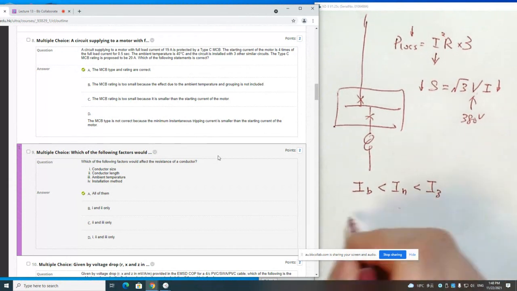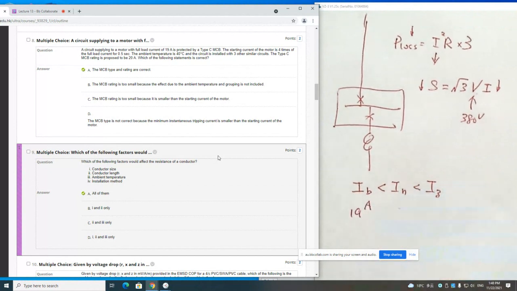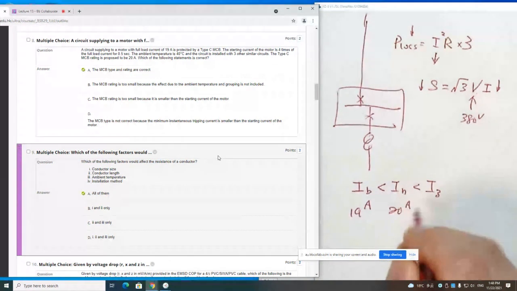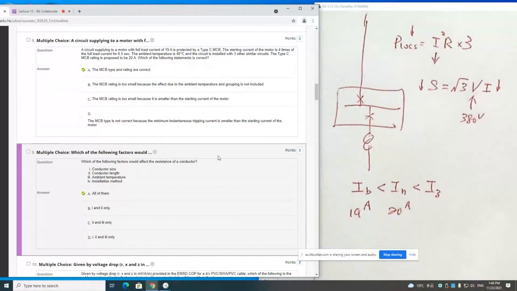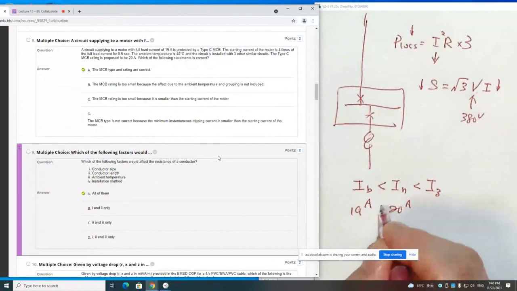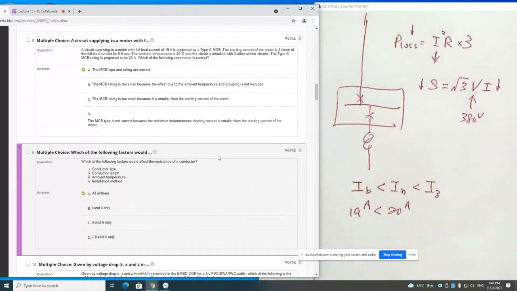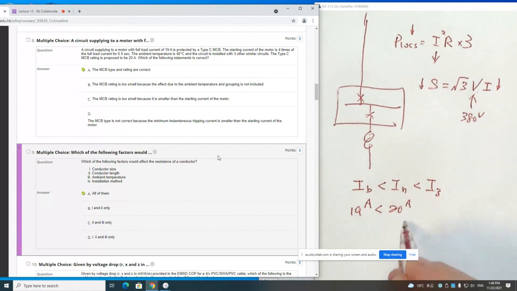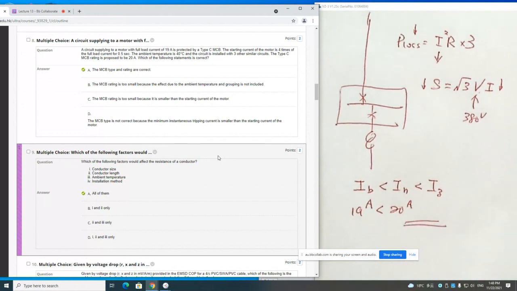So the design current here is 19 ampere, right? And the rating is 20 ampere. So it looks like it's fine, okay? The requirement is fulfilled. But we don't know the cable size, so we don't need to worry about the requirement IN less than IZ, because we don't know the cable size, so we cannot make any judgment. So actually, we are not required to do this.